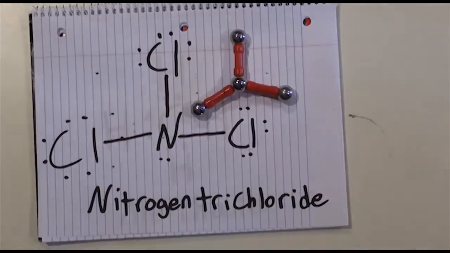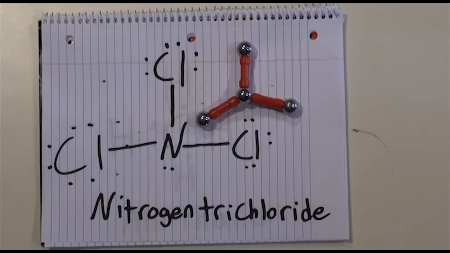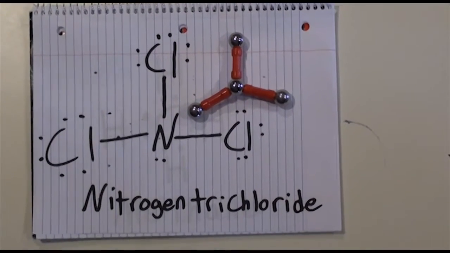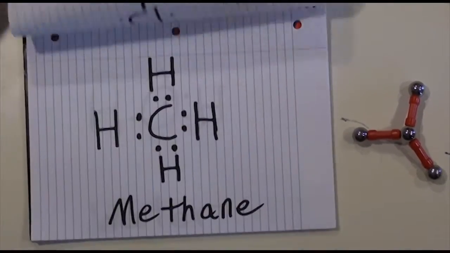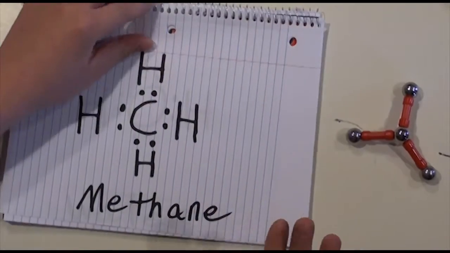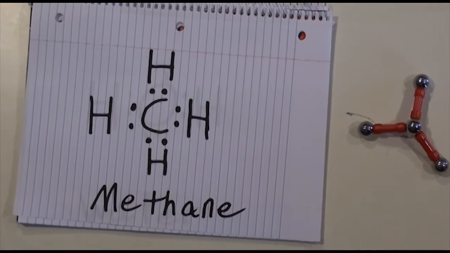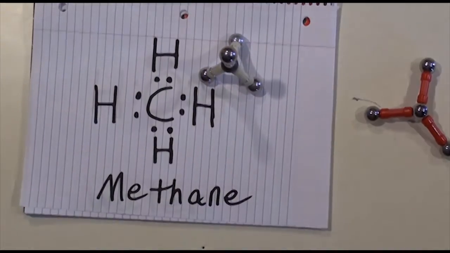And the other shape that this one can also go to is a trigonal pyramidal, which will deal with other compounds as well, not just nitrogen trichloride. The next one that we're going to look at is a Lewis dot structure of methane. Now, methane actually has a very interesting shape, and that one is called a tetrahedral.